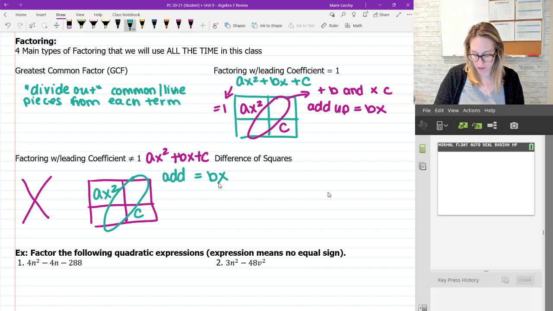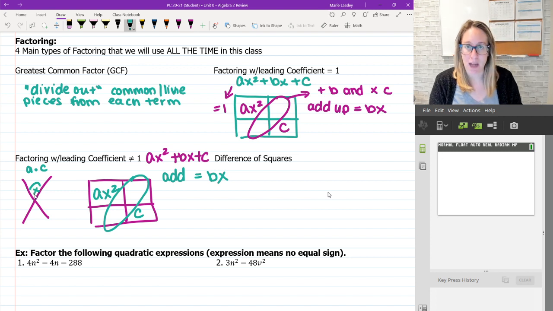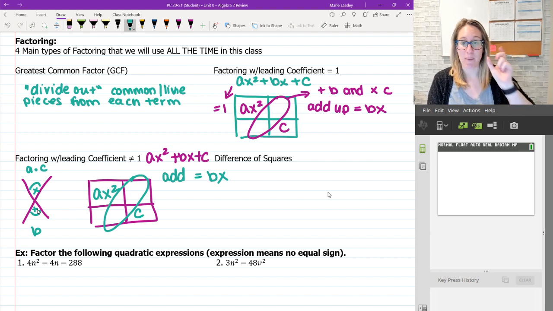So you have to first multiply a times c, and that's the number that you want to multiply to. Since we don't have a 1 out front, we have to take into consideration that number that is out front. So first we multiply a times c, and that's what we want to multiply to. And then on the bottom, we still are just going to try and add to get the b value.